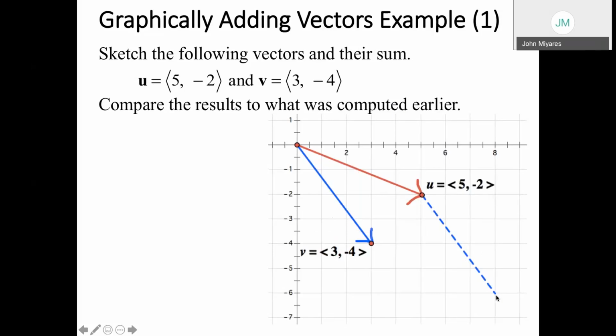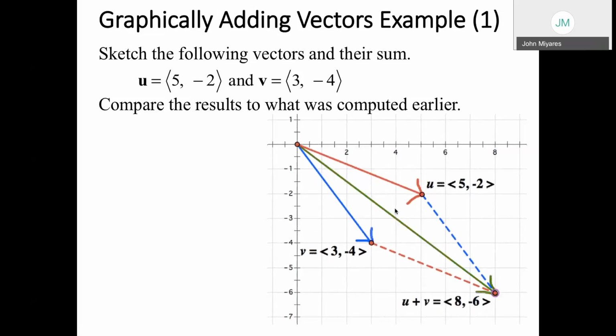Now, we could have added in the other direction, made it vector v plus vector u, and made a copy of this vector u to start at the head of vector v. Then from here, we would go over 5 and down 2, which still places us at the point 8, comma, negative 6. The sum of u and v could be represented by this green vector that starts at the point 0, 0 and continues to the point 8, negative 6.